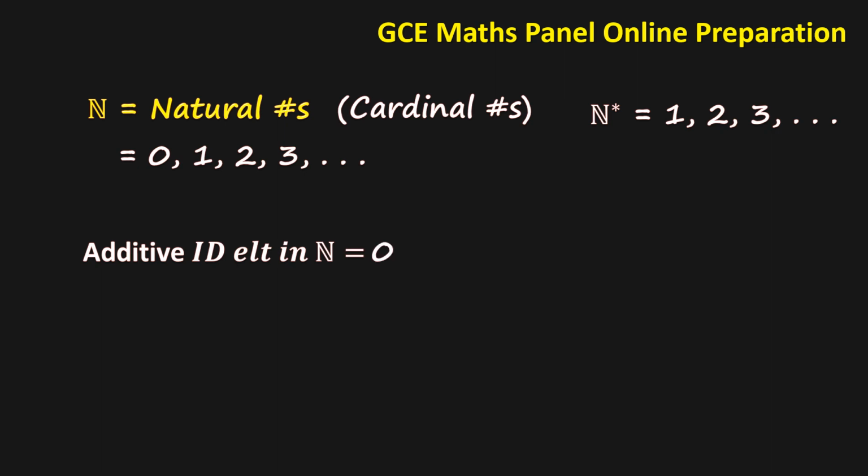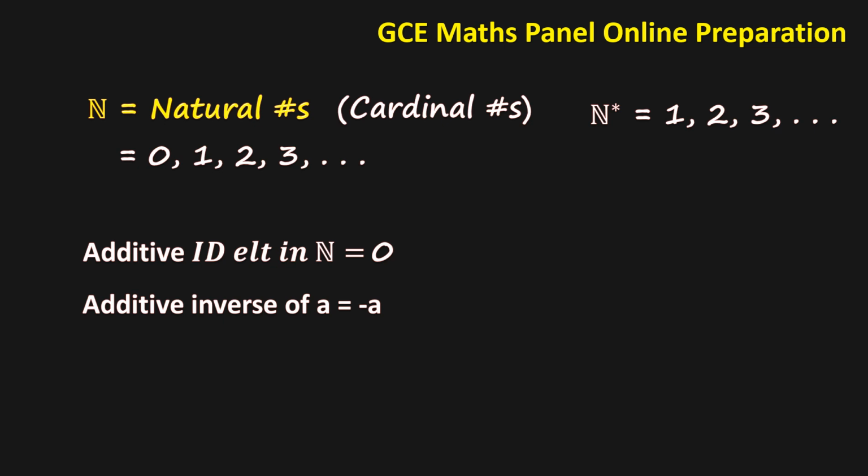In the world of natural numbers, there are two types of identity elements. We have the additive identity element, which is 0, and the multiplicative identity element, which is 1. Let's start with the additive identity element, 0. The additive identity element is that number that when you add it to any number, the number remains the same or unchanged, and that number is 0.